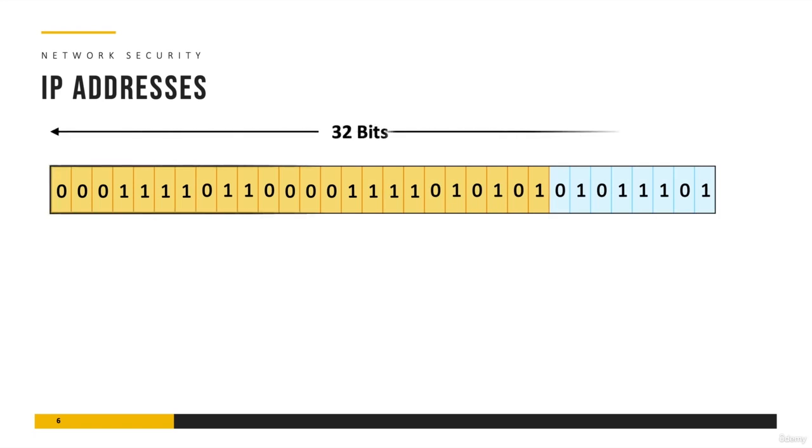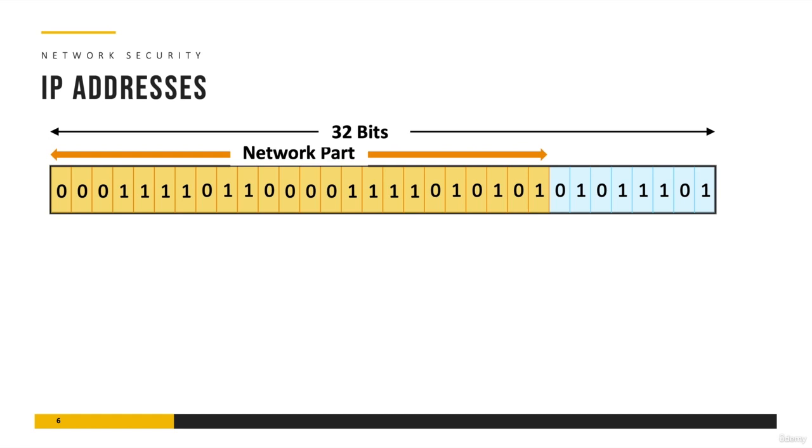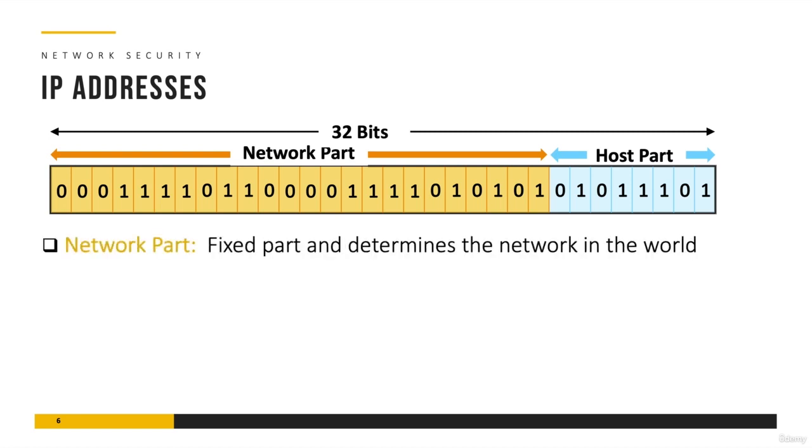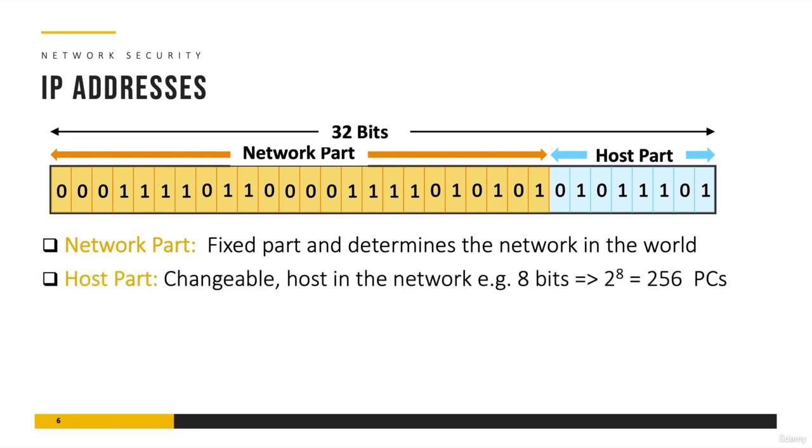Now let's have a more detailed look at the format of IP addresses. Every IP address consists of 32 bits. It has two parts. The leftmost part is called the network part, and the rightmost part is called the host part. The network part always remains fixed, and it determines which network you want to go to. Every network in the world has a fixed network part, and that identifies that network. But once you've reached that network, you need the host part to actually go to that particular system inside that network. So always remember, the network part, the leftmost part, always remains fixed, whereas the rightmost part, the host part, can change.